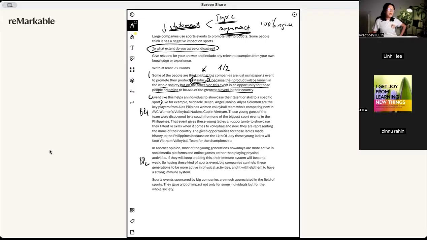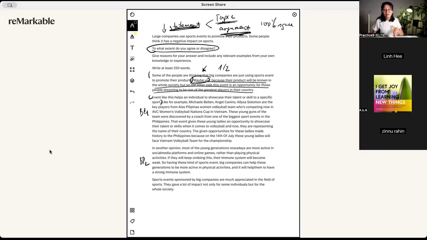So let me just remind you the topic of this essay. The topic is about large companies using sports events to promote their products. Okay, it is about large companies using sports events to promote their products. For example, Nike, Adidas, sponsoring sports events to promote their shoes or their sportswear.